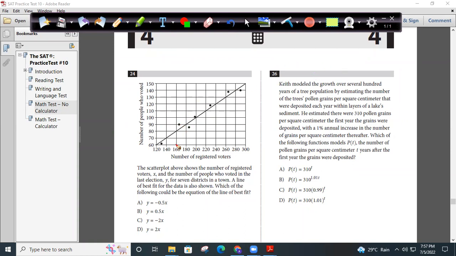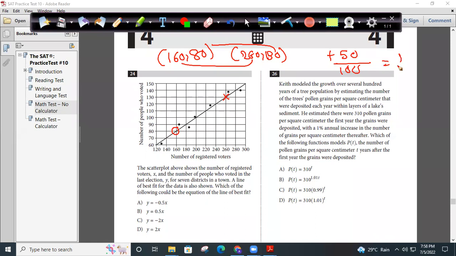Take any 2 random points. One point is 160, 80. The other point is 260, 130. Take any 2 points. Don't waste your time. 130 minus 80 is 50. 260 minus 160 is 100. 50 by 100 is 1 by 2, 0.5. So there is only one line with slope 0.5. Therefore, y is equal to 0.5x.